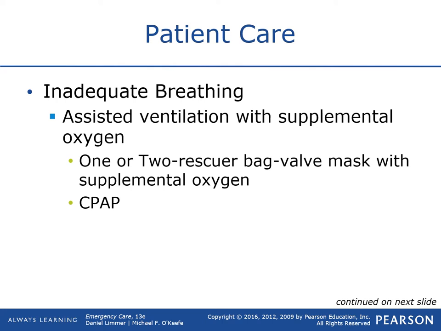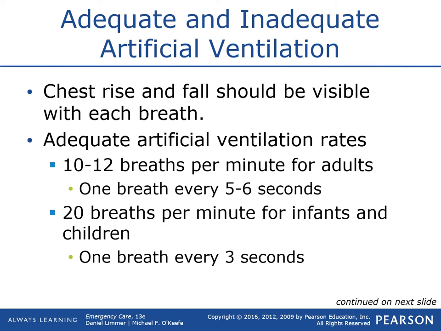Then some review with giving actual BVM ventilations. We're giving just enough to see chest rise, and then we're allowing enough time for chest fall to happen. So we're looking for chest rise and chest fall with every single breath that we give when we're ventilating someone. As far as rate, we want to give one breath every 5 to 6 seconds for an adult, which equals about 10 to 12 breaths per minute.